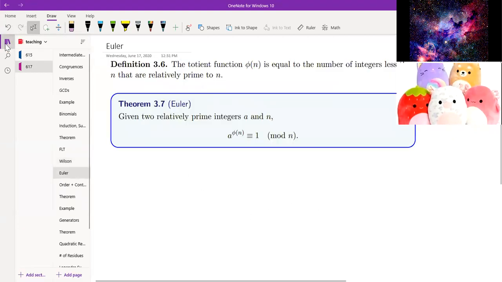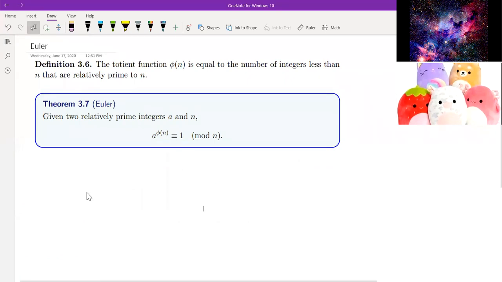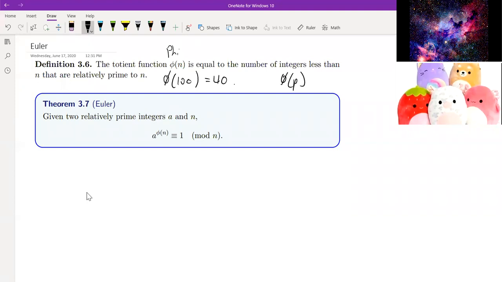Let's see. Our next theorem we're going to show is Euler's Theorem. This is a very popular theorem for competition simply because of how versatile it is. I'm going to mention right now what the totient function is. Essentially, the totient function, this is the Greek letter phi. Phi of n is equal to the number of integers less than n that are relatively prime to n. For example, we calculated this in the introductory class, but phi of 100 would be equal to 40. So that allows us to find cycles mod 100. And also it's worth noting that phi of any prime number, because all numbers less than p are relatively prime to p, is just going to be equal to p minus 1.